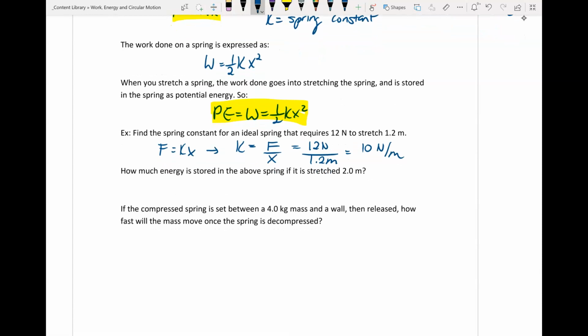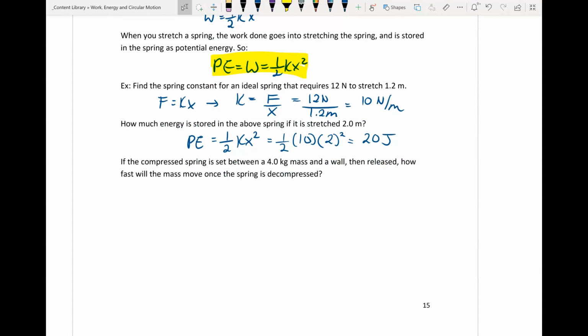How much energy is stored in the above spring if it is stretched 2 meters? So we're looking for the potential energy being stored in that spring. It's calculated as a half k x squared. We just found k, and that's 10. And we are stretching the spring by 2 meters. So a half times 10 times 2 squared is 20. 20 joules.